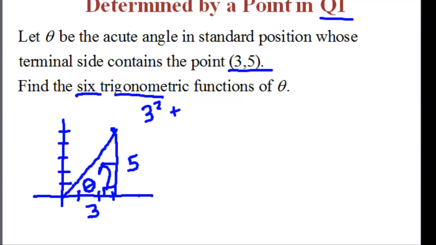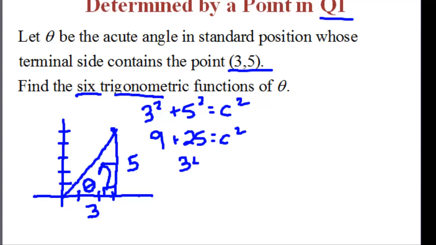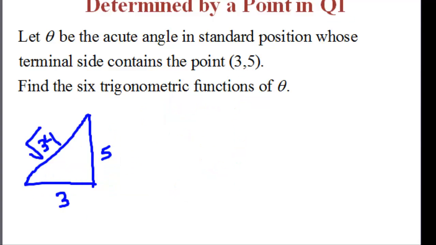3 squared plus 5 squared equals c squared. 9 plus 25 is c squared. 34 equals c squared. So c is square root of 34. So that is our radius. So now we want to find all 6 trig functions. We can start off by remembering SOHCAHTOA, and until you have this in your head, you might want to just write it on your paper for a little while. Just start getting into your head.